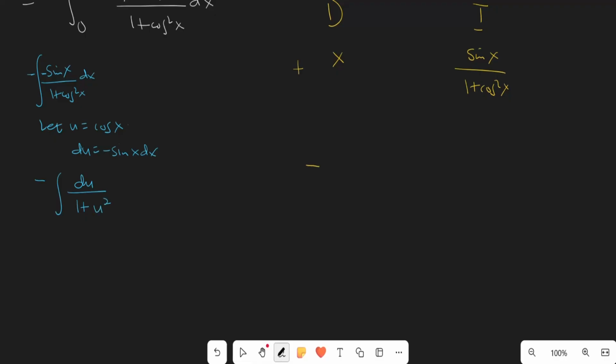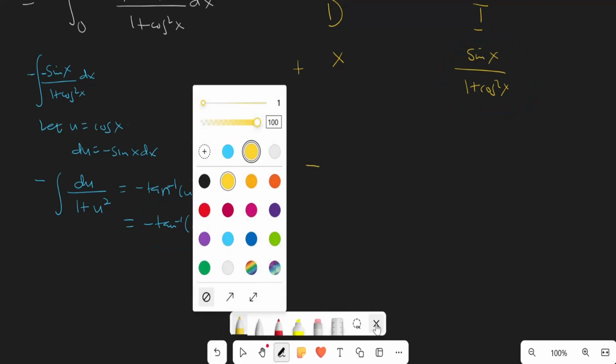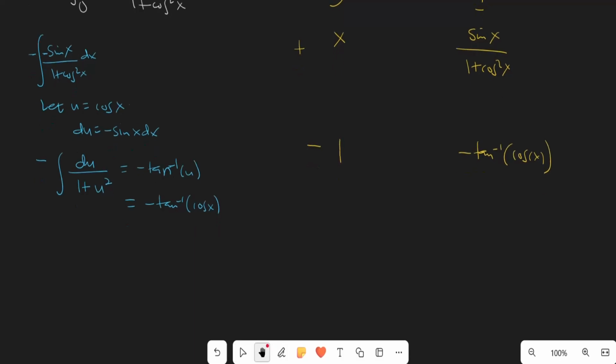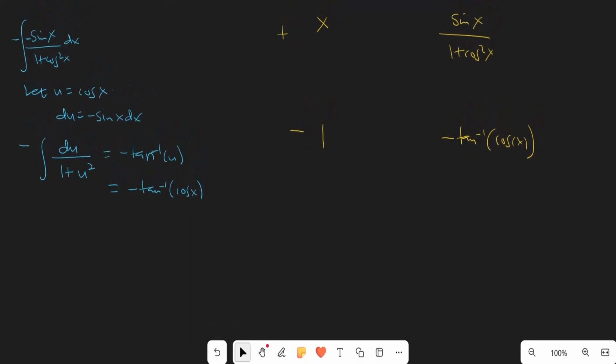So there are two of them. So this one is just a negative tan inverse of u. But what is u? u is cosine of x. So if we integrate this one, we are going to get this, right? So I'll just write that there. Integrating this one is going to give you negative tan inverse of the cosine of x, like this. And differentiating x is just 1. So this is how we can integrate that.